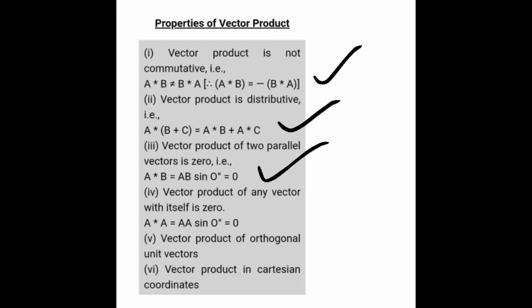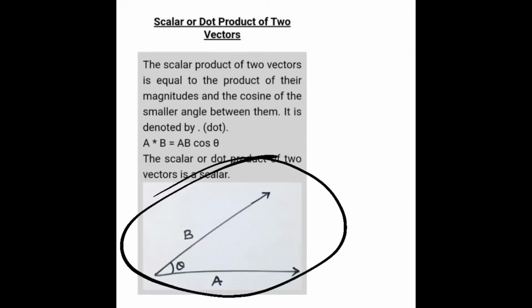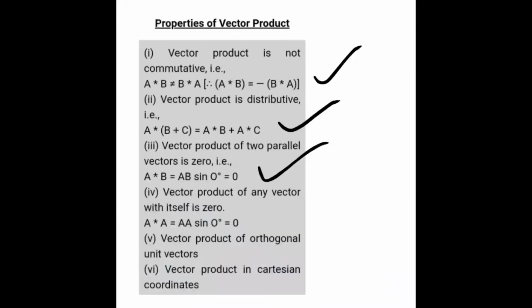Now the formula gets changed. In the dot product we have seen a dot b equals ab cos theta, but in the cross product we have a cross b vector equals ab sin theta. So this is the formula, sin theta. So it is sin theta in the case of vector product and cos theta in the case of scalar product.